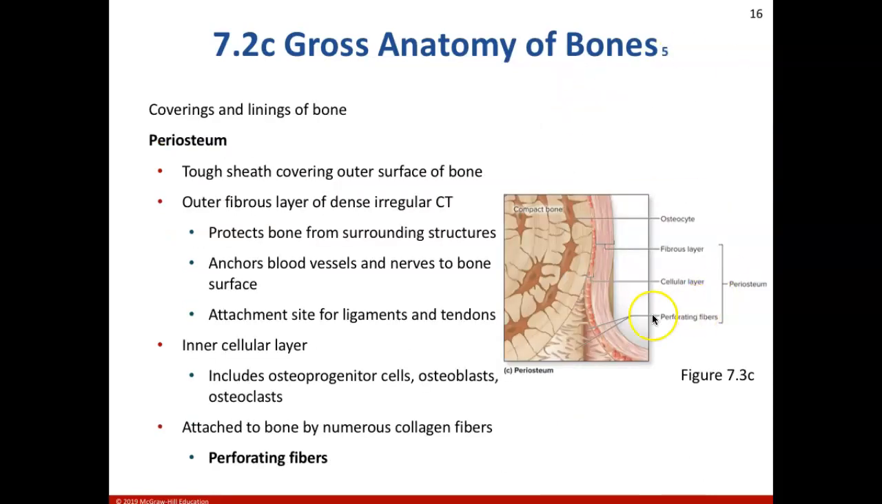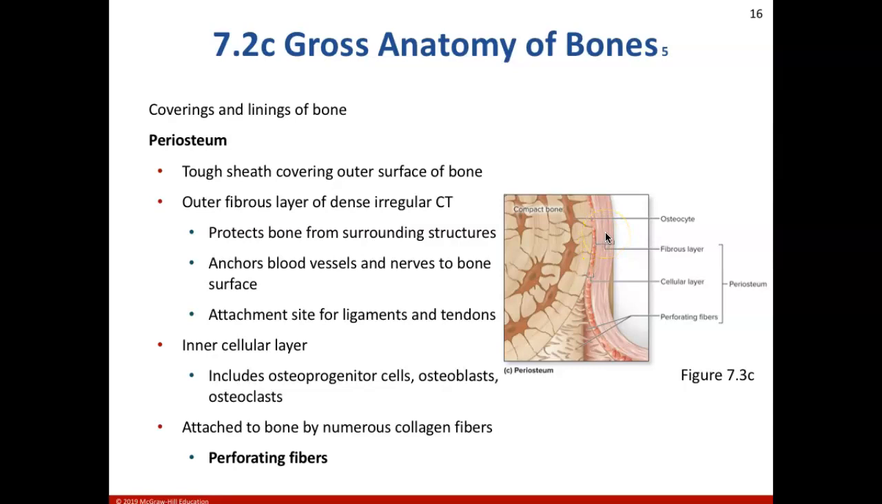Now, surrounding the bone, we have a periosteum. So you can see here is our compact bone, and on the outside of that is the periosteum. This is made up of a tough sheath that covers that outside portion, and it's divided into a couple layers. So first we have an outer fibrous layer, which is the light pink over here, and this is made up of dense irregular connective tissue. So this would be the same tissue that we discussed in that reticular layer of the dermis. The reason we have this tissue here is to protect the bone from surrounding structures.